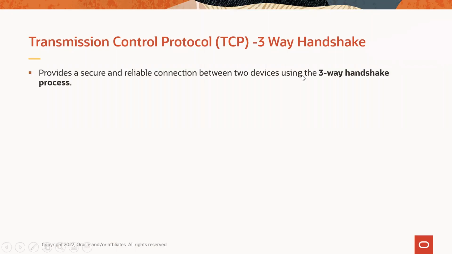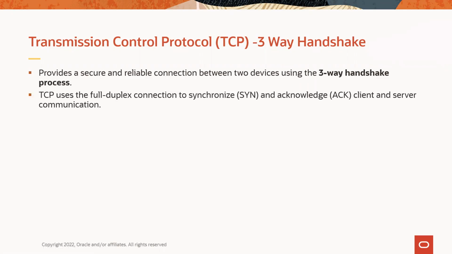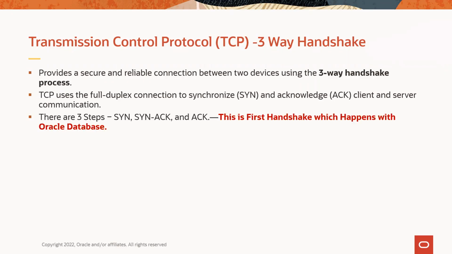It provides a secure and reliable connection between two devices using a three-way handshake. TCP uses a full duplex connection to synchronize and acknowledge client and server communication. There are three steps in the three-way handshake: SYN, SYN-ACK, and ACK. And this is the first handshake which happens with the Oracle database.